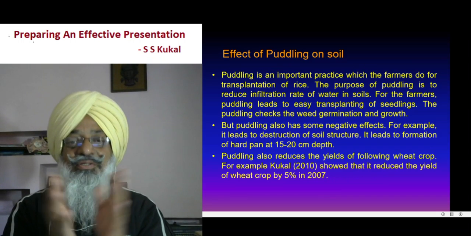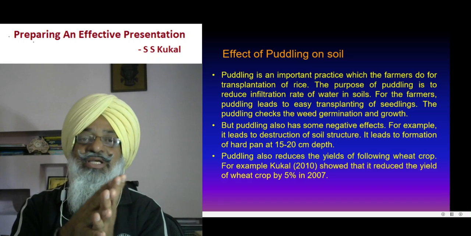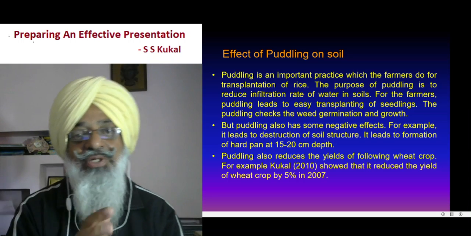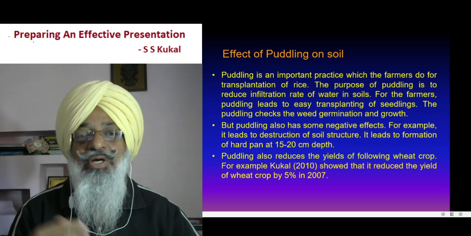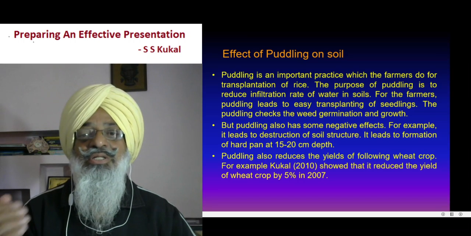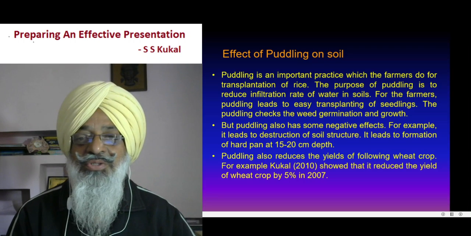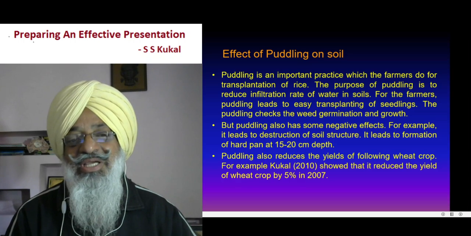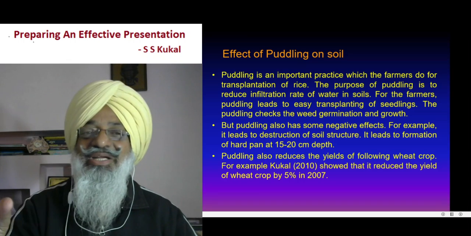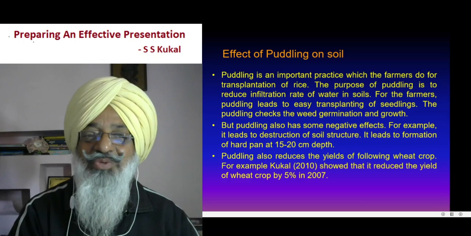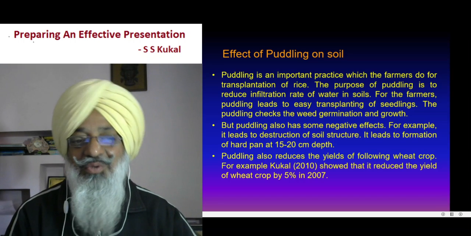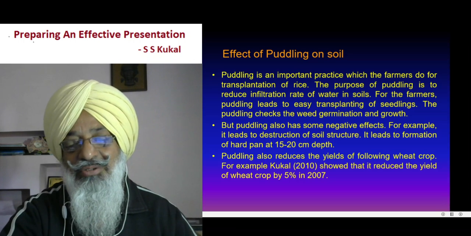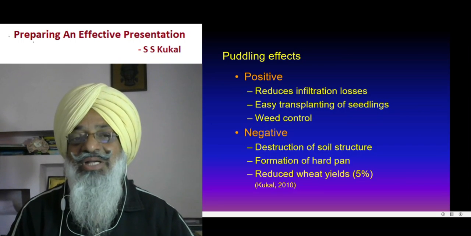Now this is what people do. If they have to say effect of puddling on soil, then they write a complete paragraph. Puddling is an important practice which the farmers do for transplantation of rice. The purpose of puddling is to reduce infiltration. Now, generally we say that it should be bulleted points. But bullet doesn't mean that one paragraph should be bulleted. You simply put a bullet mark over there and that becomes bulleted. No.